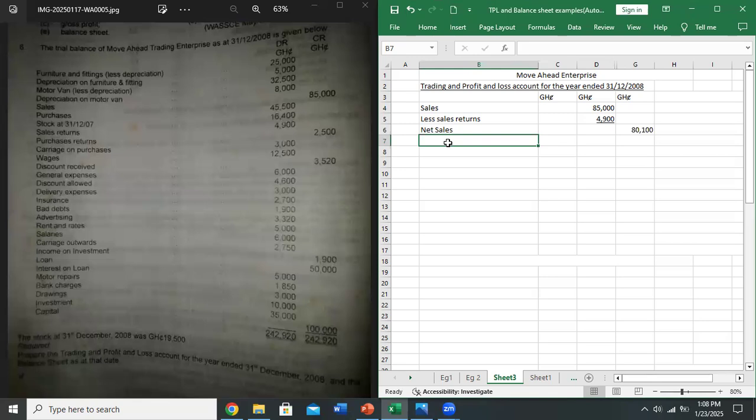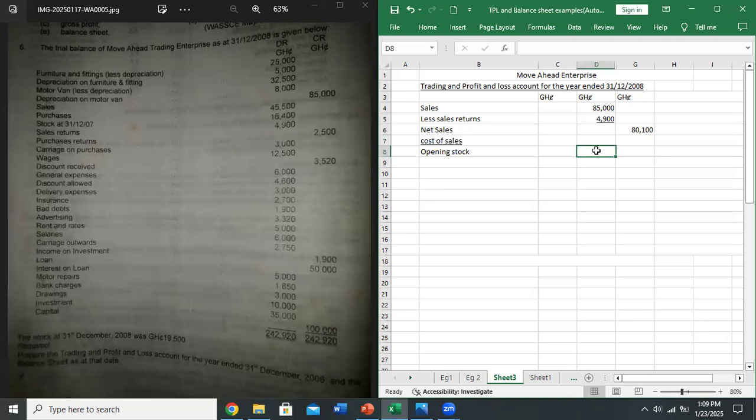Okay, after the net sales, we go to the cost of sales, beginning with the opening stock. Yeah, I think there was a confusion with the date. As you see here, 31st December 2007, right? Now, the year you are reporting is for 31st December 2008. So 31st December 2007 is the same as 1st January 2008. So this is your opening stock.